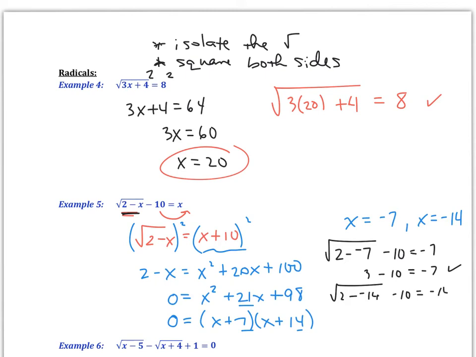So I got the square root of 16, which is 4, minus 10 is equal to negative 14. Does 4 minus 10 equal negative 14? No, so therefore this one does not work, but this one does work. Again, you always just want to make sure that you are checking your answers to see if they work or not. So the negative 14 is extraneous.